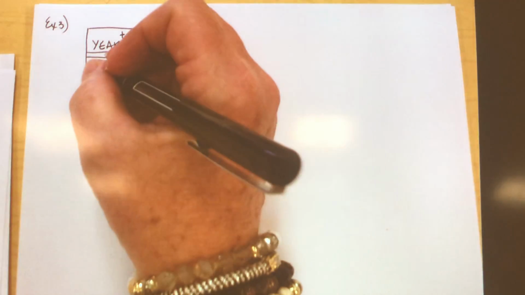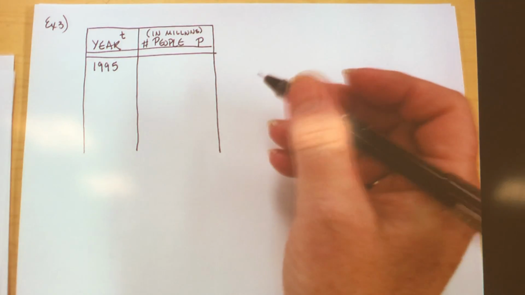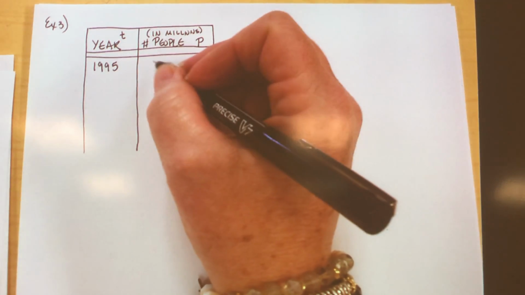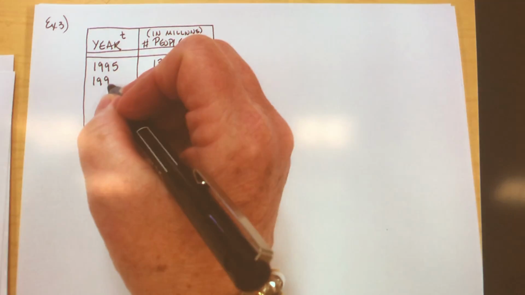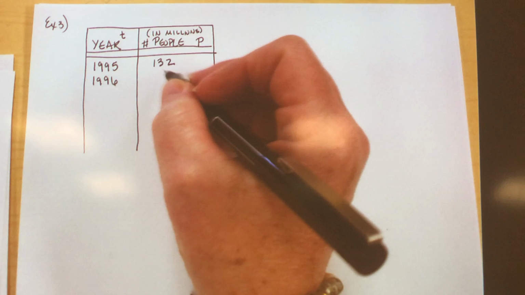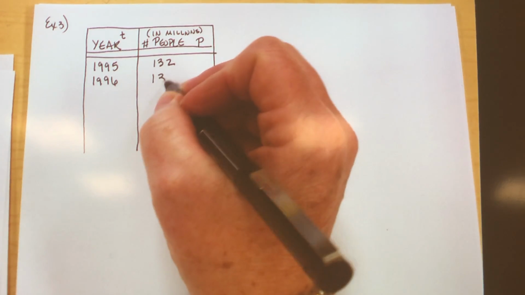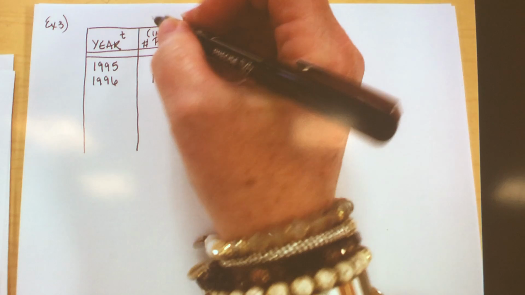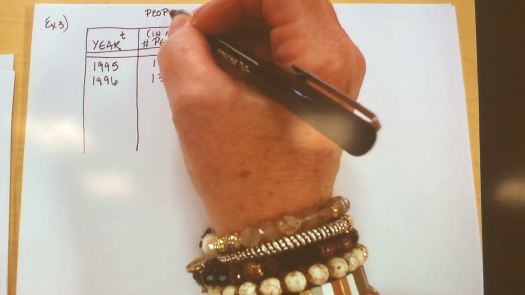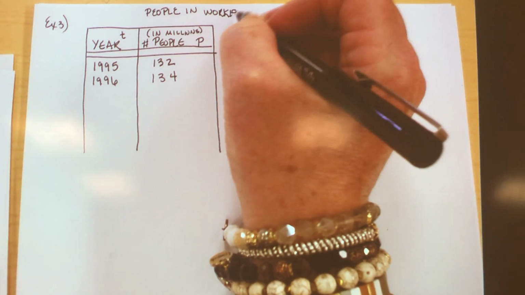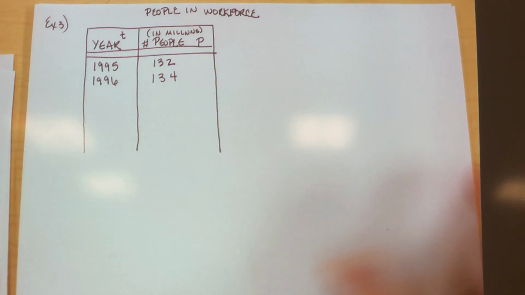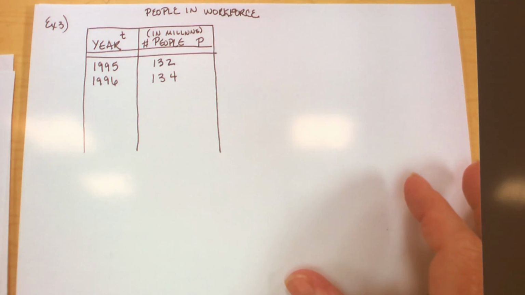Okay, here we go. The first one, 1995. Remember, we're using an old book, so our data is a little bit older. 1995, 132. That's million people, all right? 1996. Oh, I didn't even tell you what these people were doing. These are people with frog feet. I'm just playing. These are the people in the workforce. All right, so these are the people working.